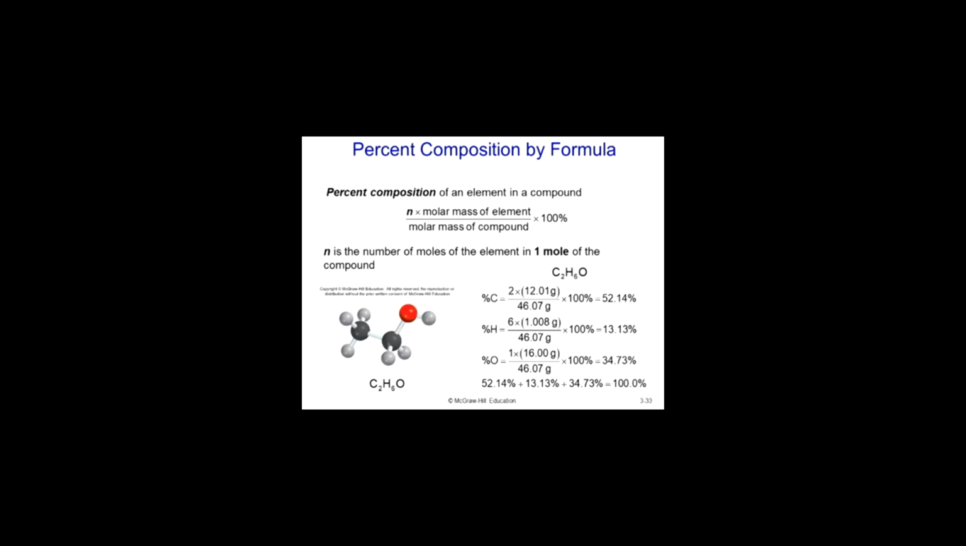And we do the same thing for oxygen, the 1 oxygen times 16 divided by the number of grams in its molar mass. And we would get approximately 34%. And we can check our calculations simply by adding them up. So again, percent compositions are straightforward percent calculations like any standard math. Let's just walk through one more example.